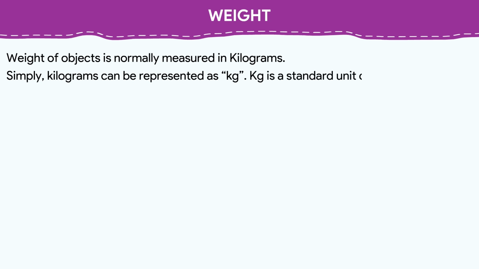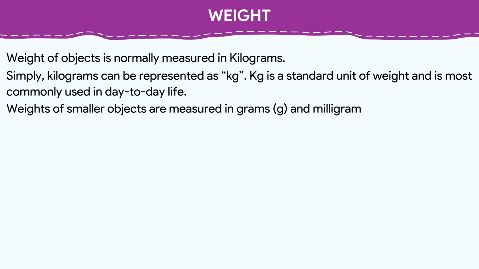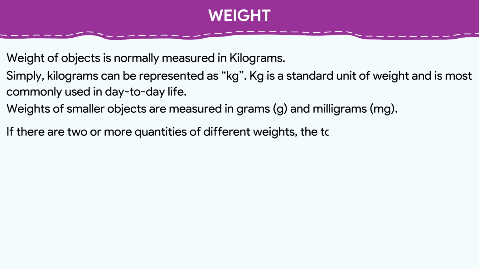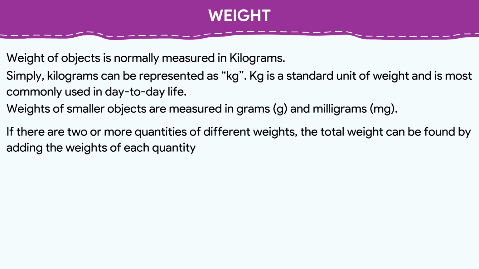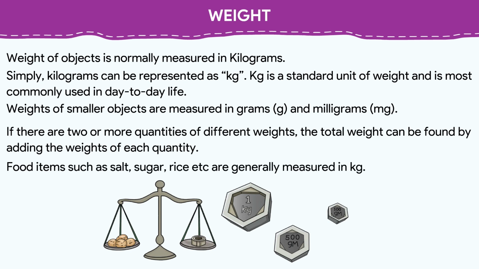Kg is a standard unit of weight and is most commonly used in day-to-day life. Weights of smaller objects are measured in grams, g, and milligrams, mg. If there are two or more quantities of different weights, the total weight can be found by adding the weights of each quantity. Food items such as salt, sugar, rice, etc. are generally measured in kg.